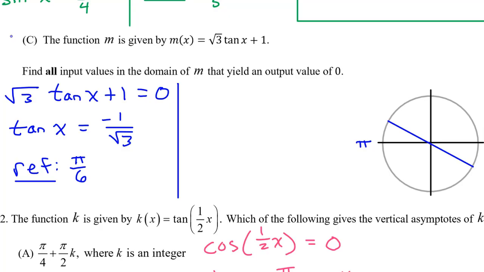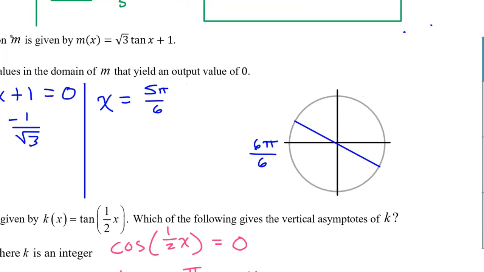Since the reference angle is pi over 6, we will think of pi as 6 pi over 6. So this angle in the second quadrant is 5 pi over 6. Over here at 2 pi, this can be thought of as 12 pi over 6. So this angle in the fourth quadrant is 11 pi over 6.